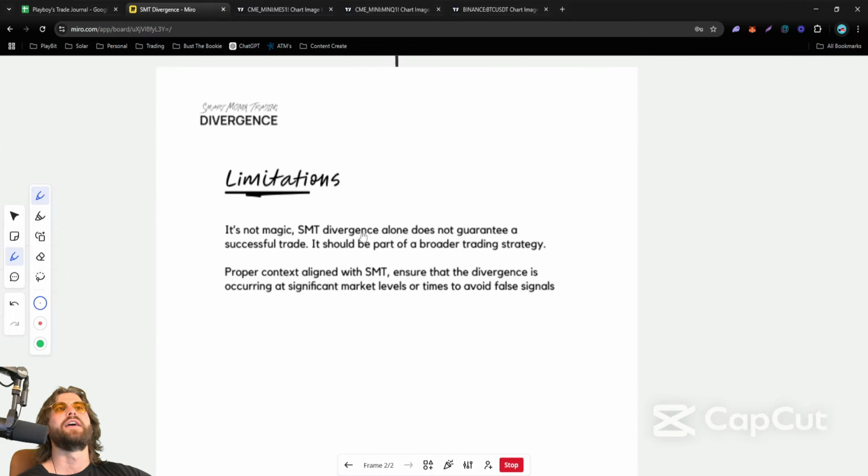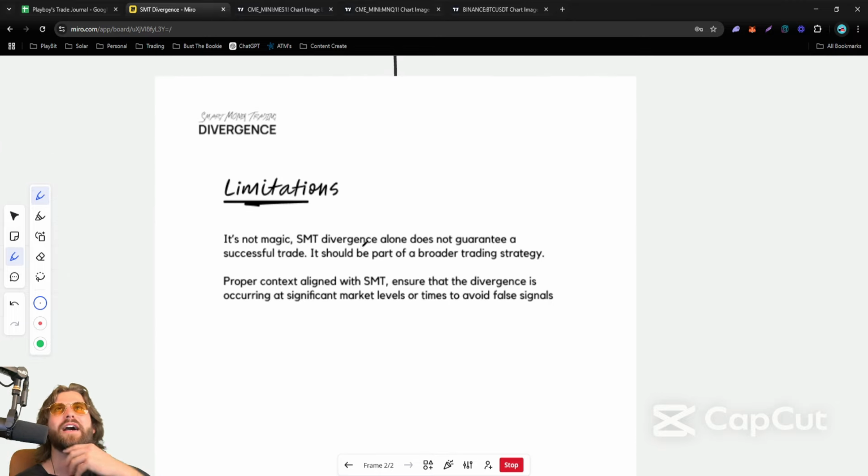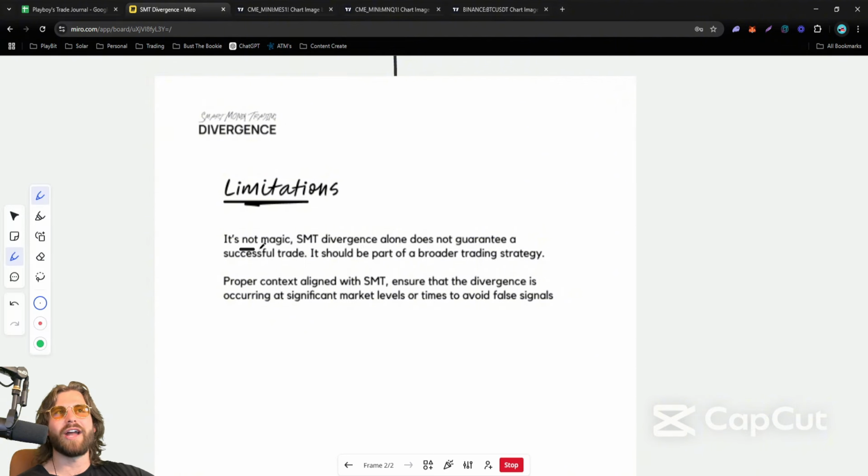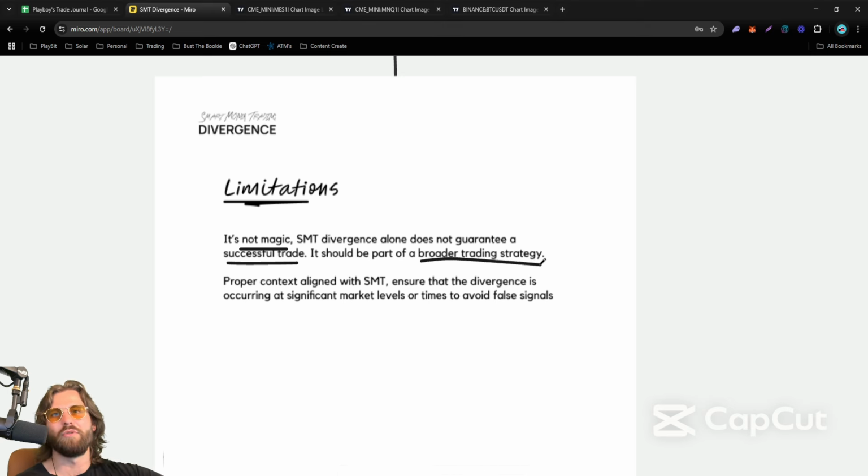Now, you may be thinking, well, this is amazing. I can find two closely correlated assets, and if they diverge in their typical qualities of each other, there's an opportunity. Correct. Now, it's also not magic, right? SMT divergence alone does not guarantee any successful trade or profit to be made, but it could be a part of your broader trading strategy. So if you already have one, I do encourage you to continue watching this video and end up adding it later, maybe tomorrow or the next day when the session opens, and just look for it. Just look for it and tell me it doesn't make sense when it populates for you to understand.